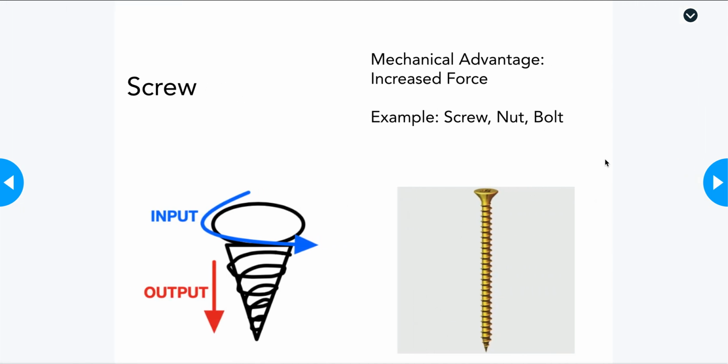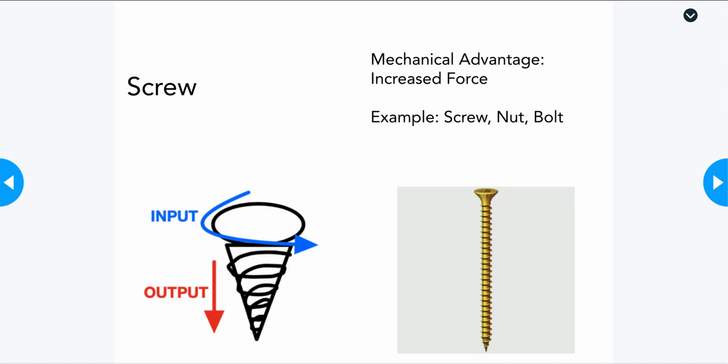A screw. In a screw, we have an inclined plane around a shaft. What happens is our input is this rotation up here. We rotate with a screwdriver, and the output work is that the screw goes straight down.